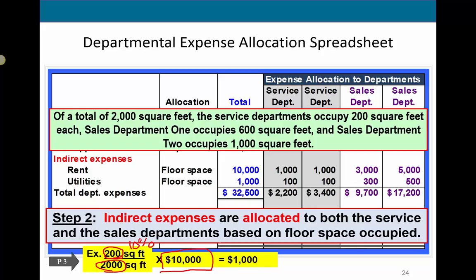So that gives us a $1,000 allocation to whatever department has this 200 square feet, which is two of the departments. So we divide that all out. The idea is in the end, we're going to allocate 100% of the indirect expense. So all of our percentages of square footage should add up to 100%.